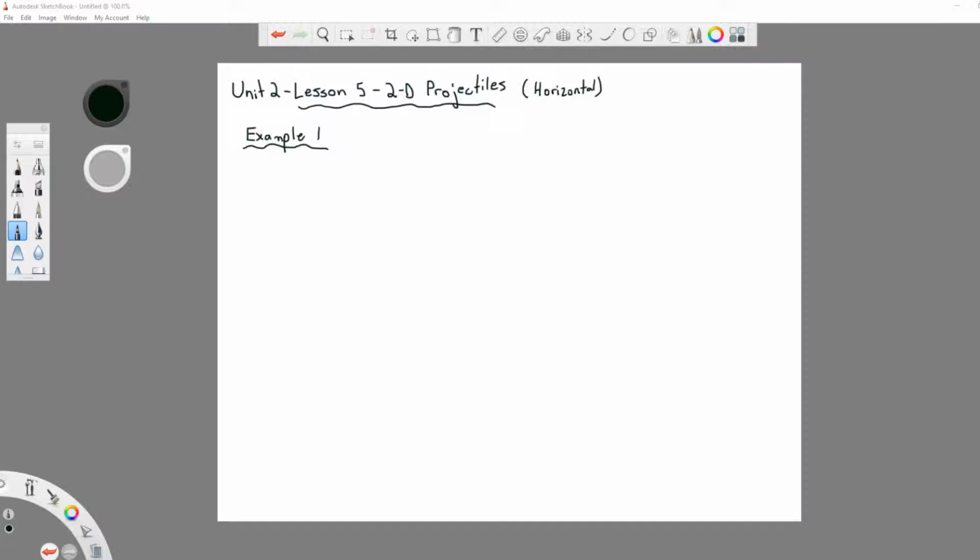All right, welcome to Unit 2, Lesson 5 on 2D projectiles. In this lesson now, we're going to be taking what we know from combining x and y vectors, and we're going to be applying that again to the kinematic formulas. So now we're not only going to be traveling either straight up or straight down, straight forward, straight back, we're going to have a combination of both x and y vectors combining to create an overall answer.